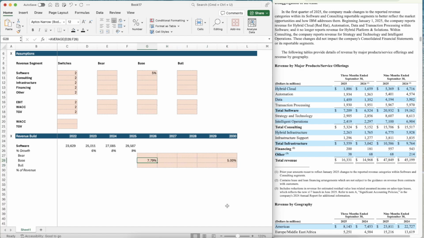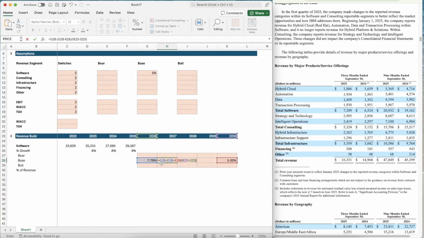So the way we calculate these next three are, we go equals, we take the previous year minus, open brackets, the previous year minus the final year, close your brackets, divided, open brackets, by 2030 minus 2026. Now, we want to reuse this for our next revenue segments to make life a lot easier for us. So we need to lock in a few of the components of this calculation.